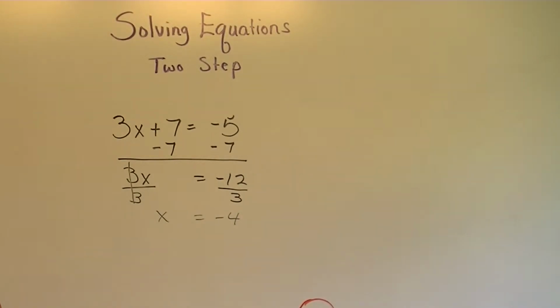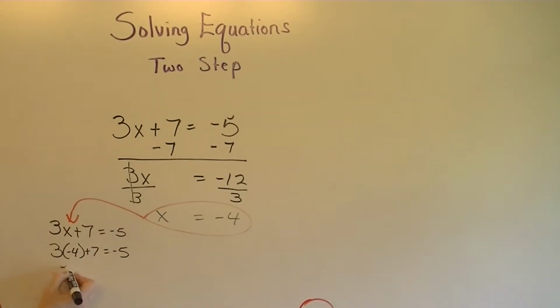Now, let's say that we wanted to check our answer. I'm going to go back to the original equation. I'm going to write it here. And then we just said that x was negative 4. So I'm going to plug that in for x. So it would be 3 times negative 4 plus 7 equals negative 5. And 3 times 4 is 12, and it's negative, plus 7 equals negative 5. And yes, negative 5 equals negative 5. So that means that my solution for x was correct.